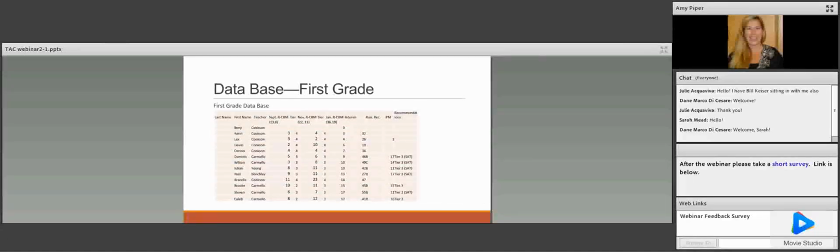So this is a database that we would bring at Tier 1 to our building level meeting. You can see the students will all be listed, the teachers will all be listed, and we typically sort it by data. We can take a look and really start with the lowest kids and move to the highest kids. This is September RCBM data, November RCBM data, January RCBM data, so we can see growth. We will include running record information at times. This is the interim assessment data. And you can see then the recommendations.